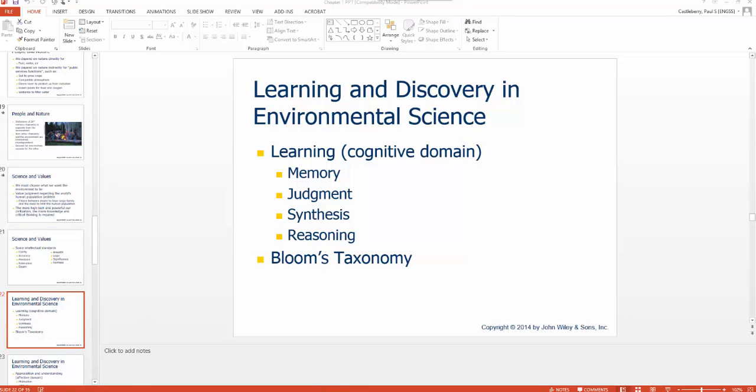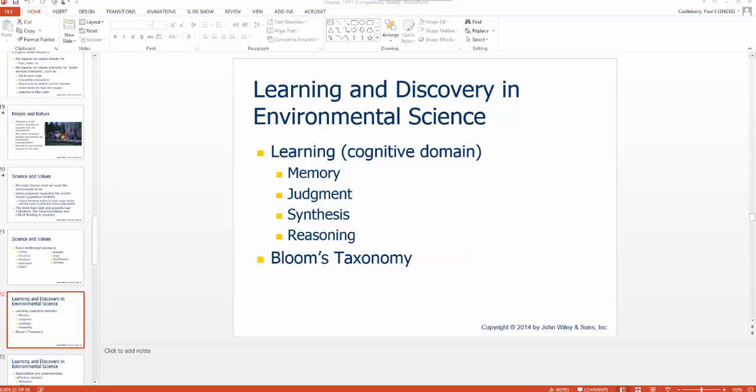Now let's talk a little bit about learning and discovery in environmental science. And this should be right up your alley of expertise, being education majors taking this course. You've heard of Bloom's taxonomy. We'll talk a little bit about that here in a moment. But in terms of learning and discovering in science, it takes place at various levels. You know that educators have utilized this hierarchical classification system known as Bloom's taxonomy to basically categorize learning into various domains, such as cognitive, affective, and psychomotor.